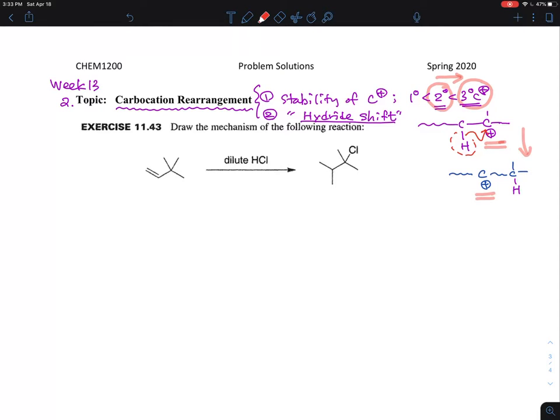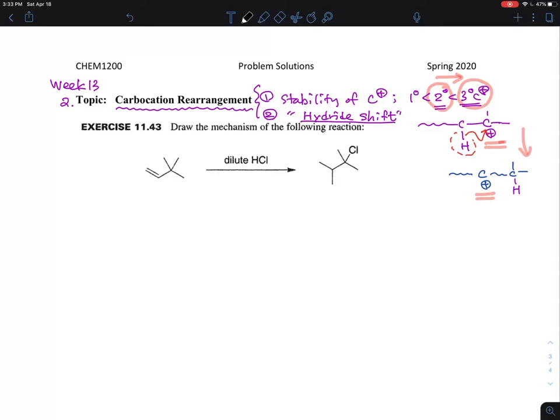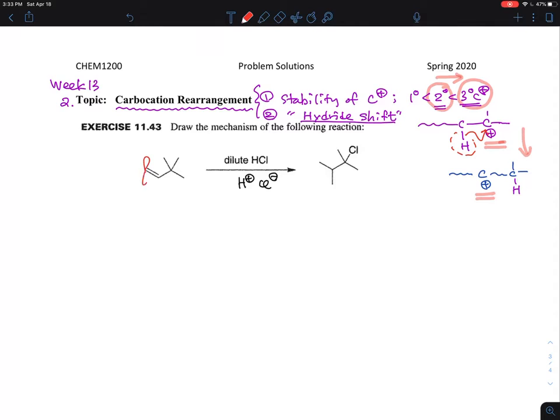So if you first look at it, from the previous problem, it is the same kind of logistics. Dilute HCl means you are going to have H plus and Cl minus, right? This one has the pi bond, so that's the source of the electrons. Those are two electrons in the double bond. We're trying to make a bond here, right?